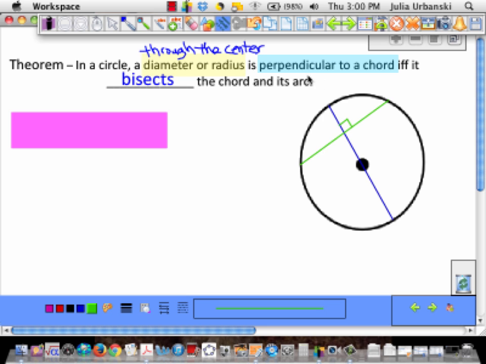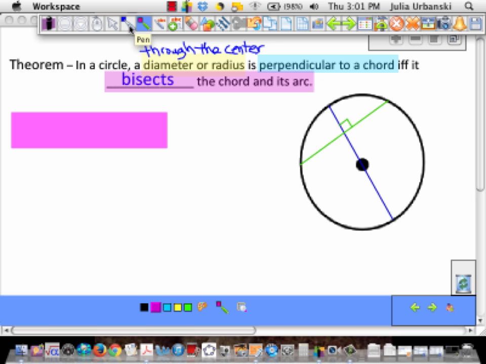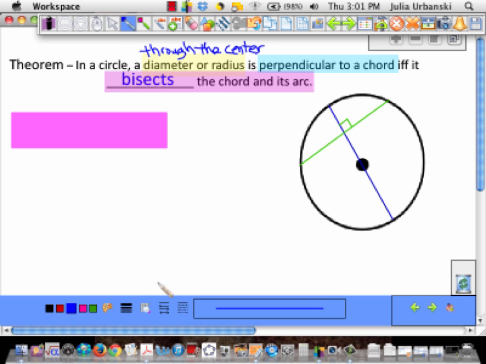Okay, anytime this happens, anytime you have a diameter or radius that goes through a chord and is perpendicular to it, then, and this is if and only if, it means it's true forwards and backwards, it bisects everything, cuts everything in half. That's what bisects means. Okay, so this half of the segment is equal to this half of the segment. This blue line is cutting everything in half all the way across.